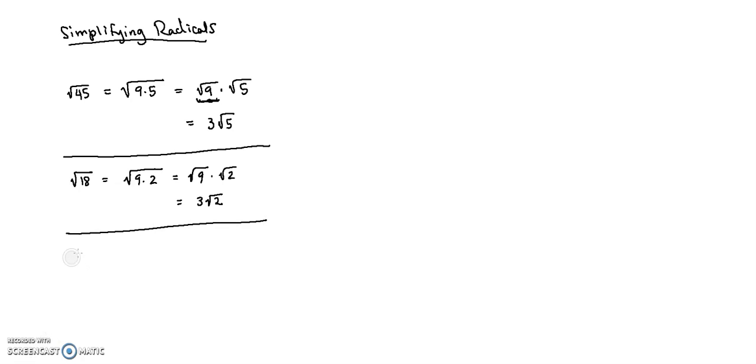Okay, next let's try square root of 20. Okay, I can't take the square root of 20, but let's try some factors. I could do 2 times 10, but that doesn't help us. 4 times 5 would help us though, because I can take the square root of 4. So if I break this up as 4 times 5, I can take the square root of 4 and get 2 square root of 5. 5, I can't reduce anymore. Okay, let's try one more. Let's do square root of 32.